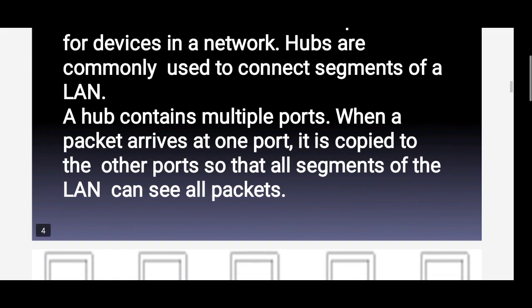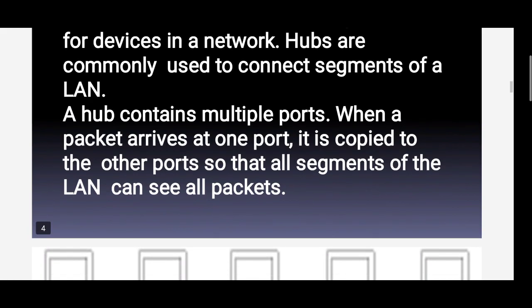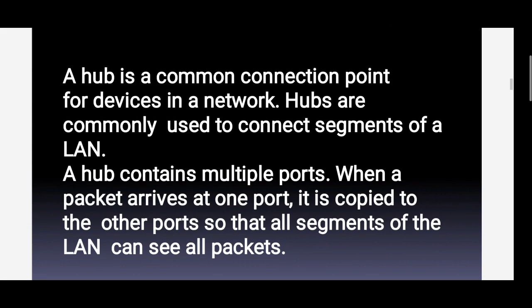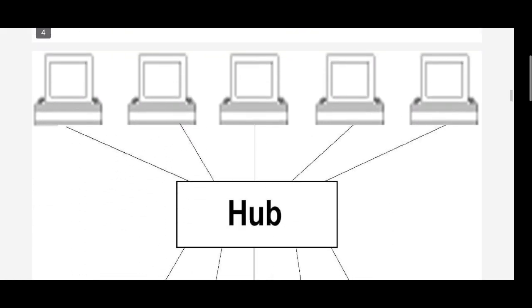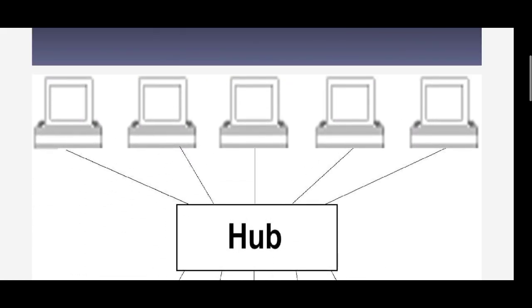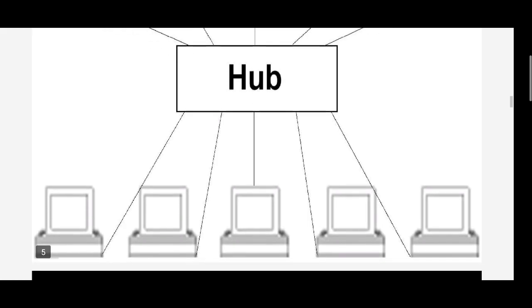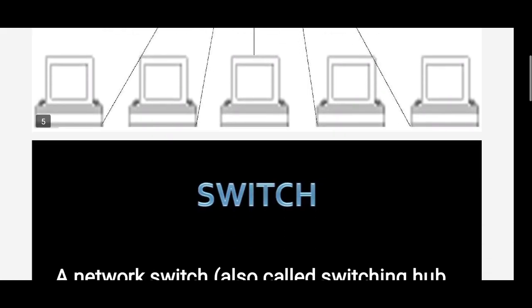So, when a data packet arrives at one port, it is copied to the other ports so that all segments of the LAN can see all packets. Here this is a hub connected to a number of systems.